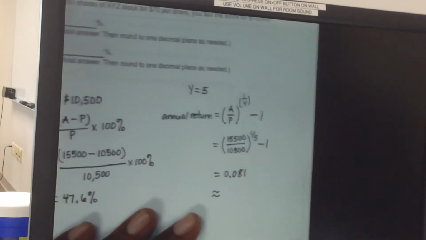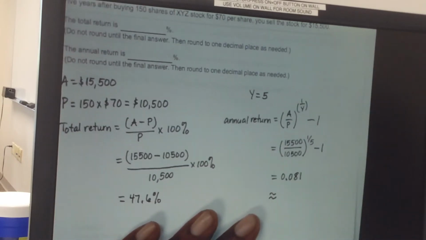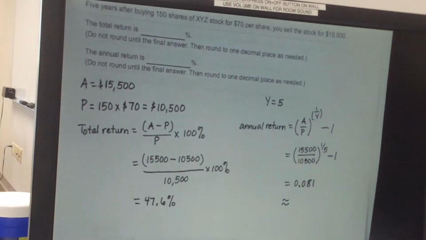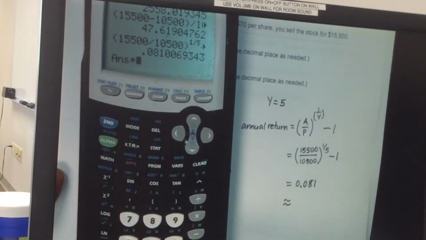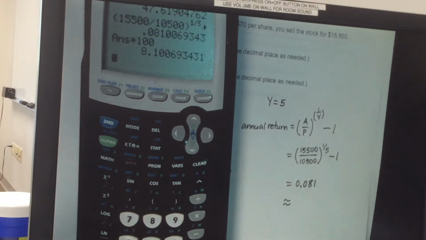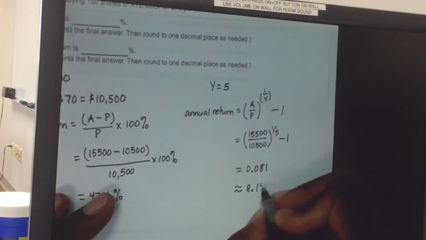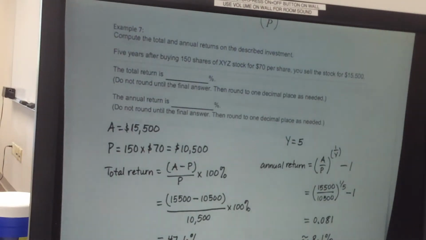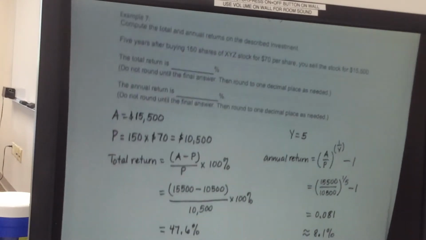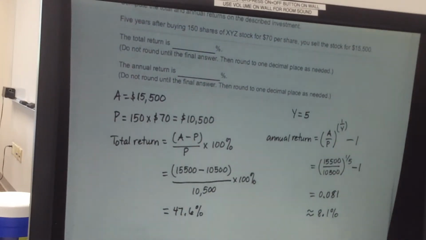But as a percent, because that's what they want for the annual return, we're going to take that 0.081 and multiply it by 100. That would be approximately 8.1%. So here the annual return in this case will be 8.1%. So that's how we do example 7.